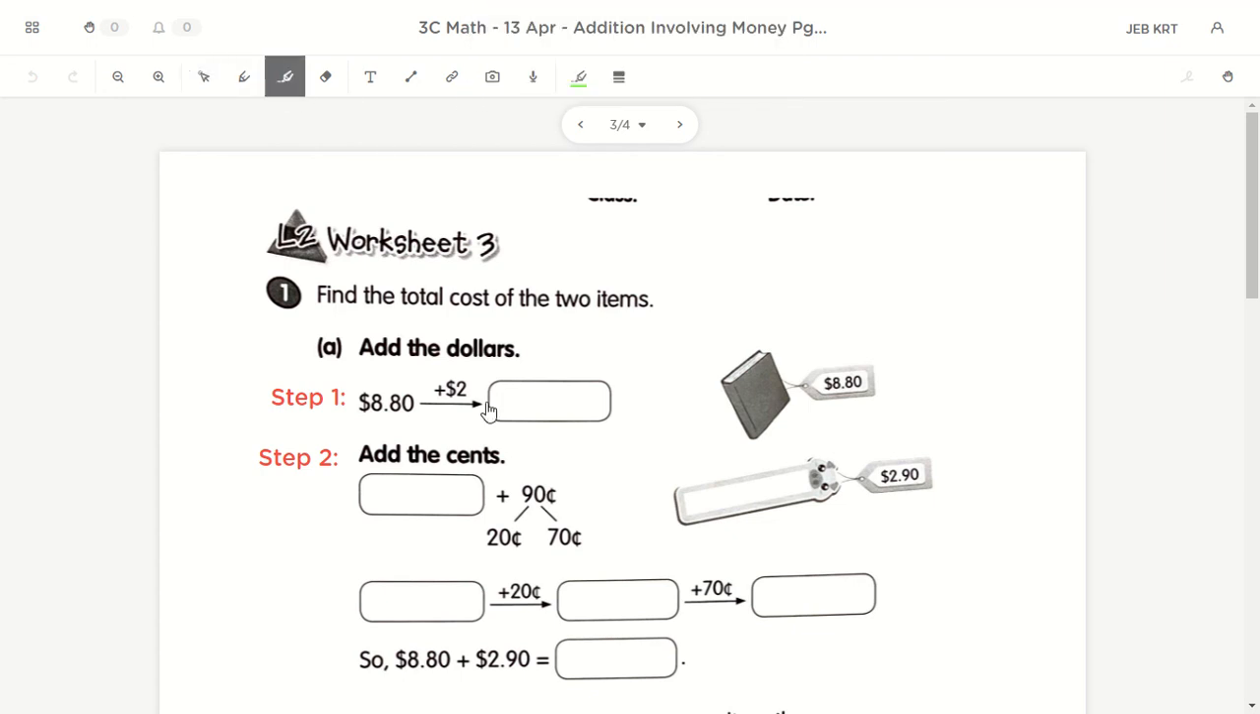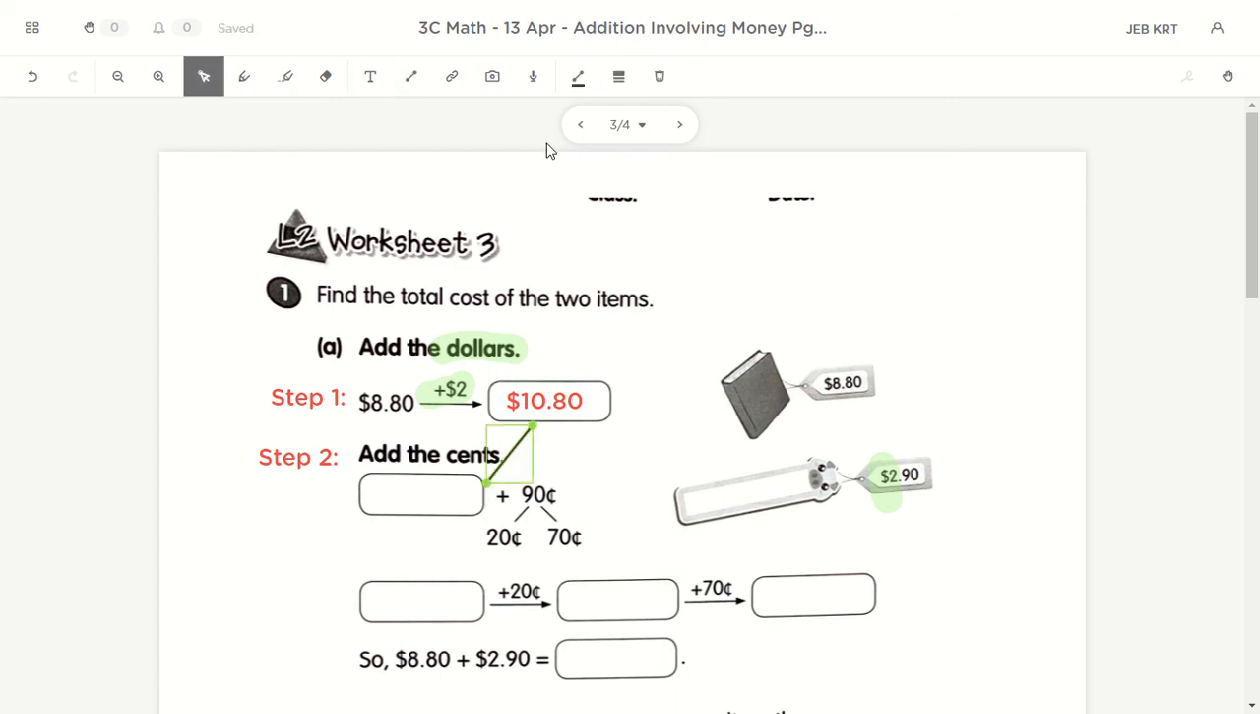First part, you add the dollars part first, which is this part over here. Add the $2 first. So what you need to do, add the $2 in. I'm sure you should know how to do this. $8 plus $2 give you $10.80. Alright, okay, so same thing. This is the first step, which is very straightforward. Now is the second step.